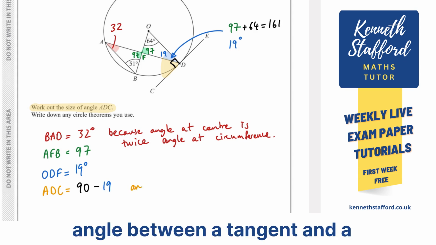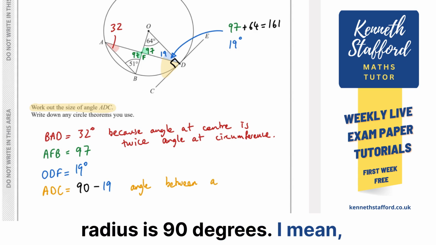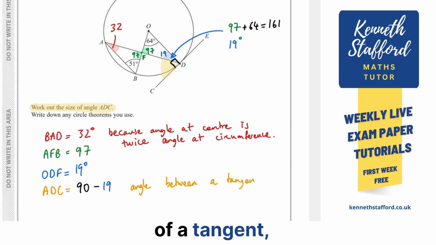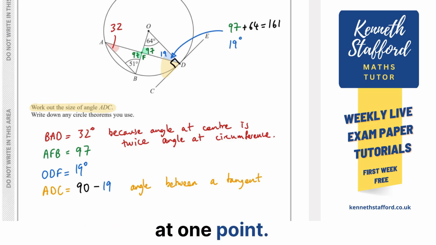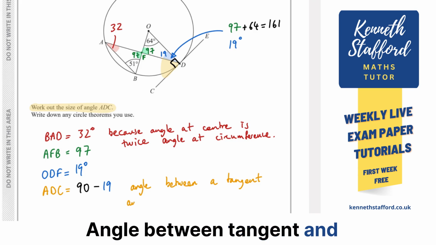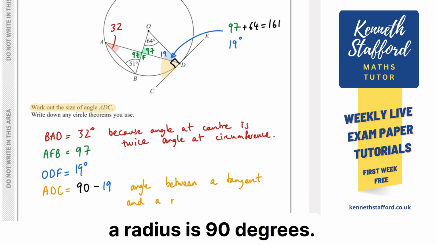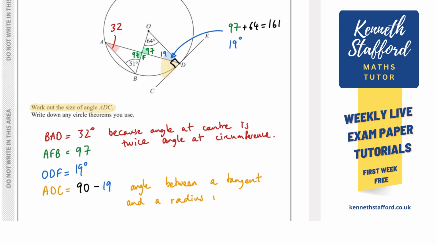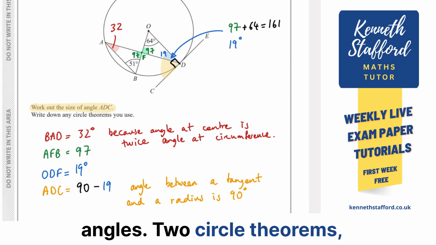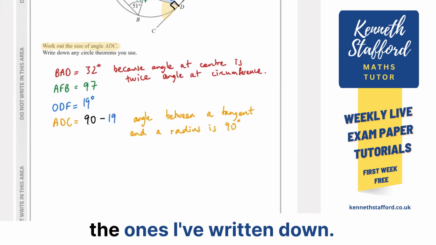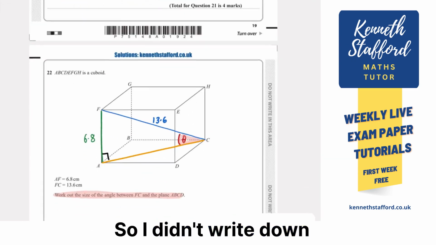And let's say angle between a tangent and a radius is 90 degrees. I mean, that's the definition of a tangent, that it's at 90 degrees to the radius, and it only touches at one point. Angle between a tangent and a radius is 90 degrees. So lots of rules there on angles, 2 circle theorems, the ones I've written down, so I didn't write down the other rules.